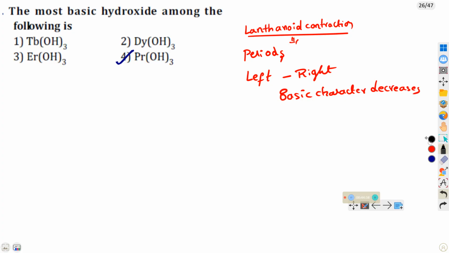Based on that, praseodymium atomic number is 59. Ytterbium atomic number is 68. Terbium atomic number is 65. Dysprosium atomic number is 66.